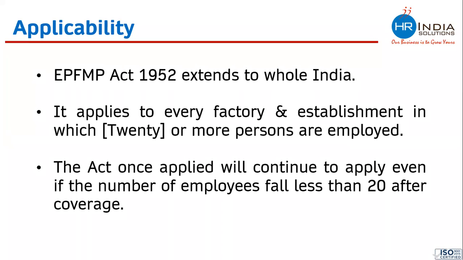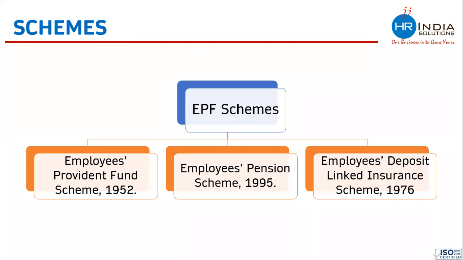So on the applicability part, we are clear. It extends to entire India. It applies to all companies which have got 20 people. And once this act becomes applicable, it will remain applicable. Now, under this act, there are three schemes. This is why it is called the Provident Fund and Miscellaneous Provisions Act.